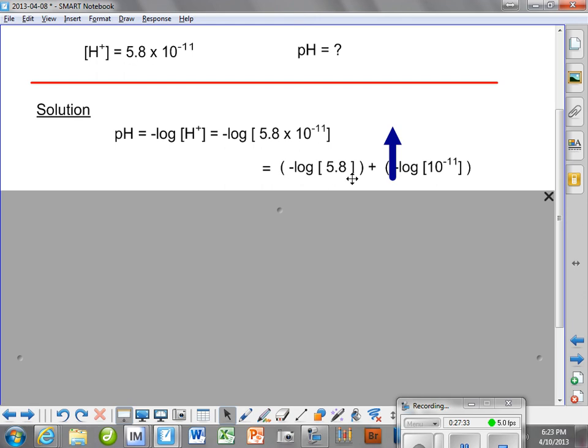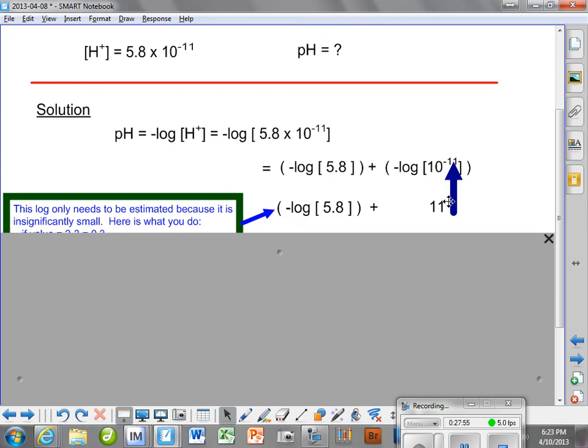Now, when we put that together, we are going to break this guy up. It's going to be the minus log of 5.8 times the minus log of 10 to the minus 11. That's the easy one. The minus log of this is minus 11, change the sign, and it makes it 11. So, how about this guy?